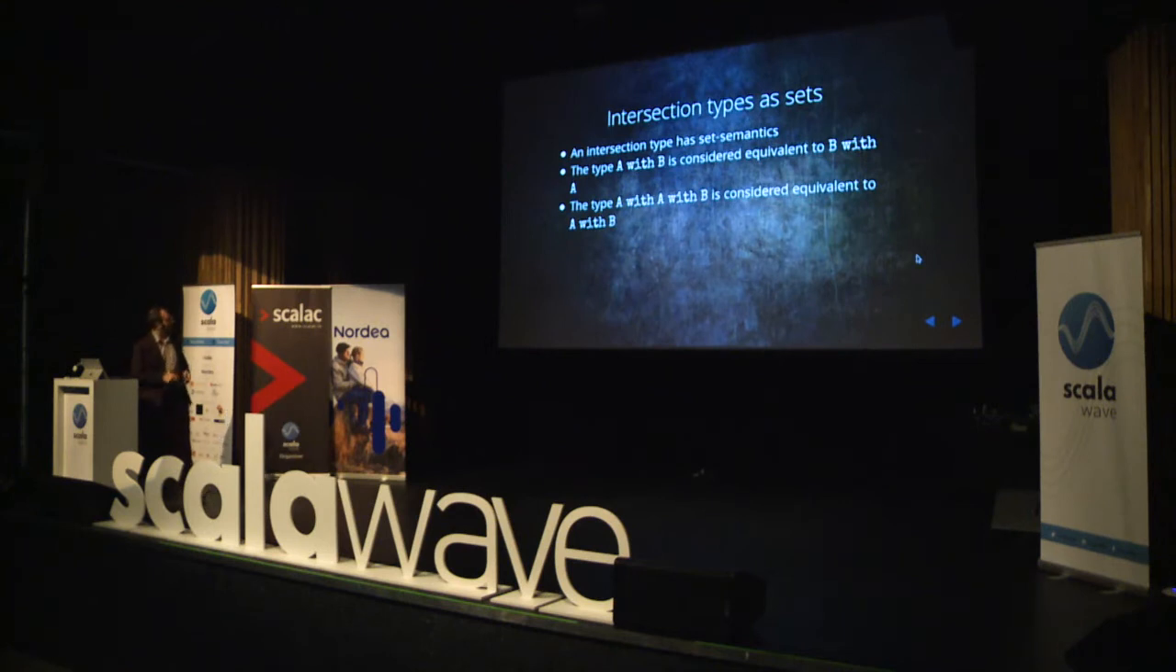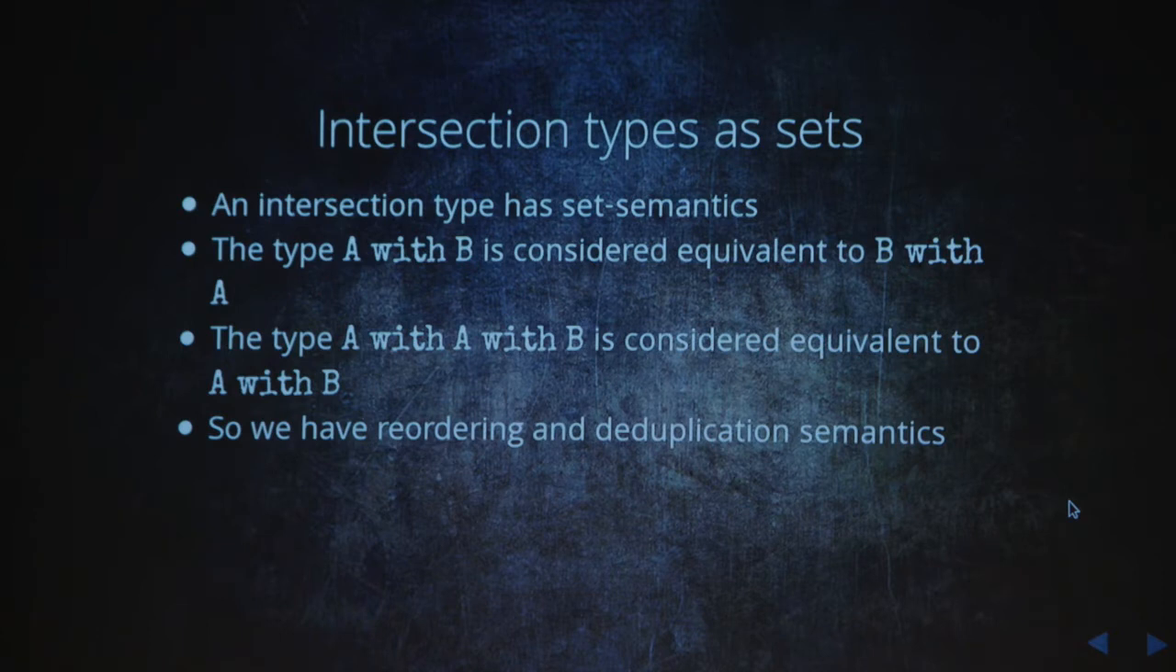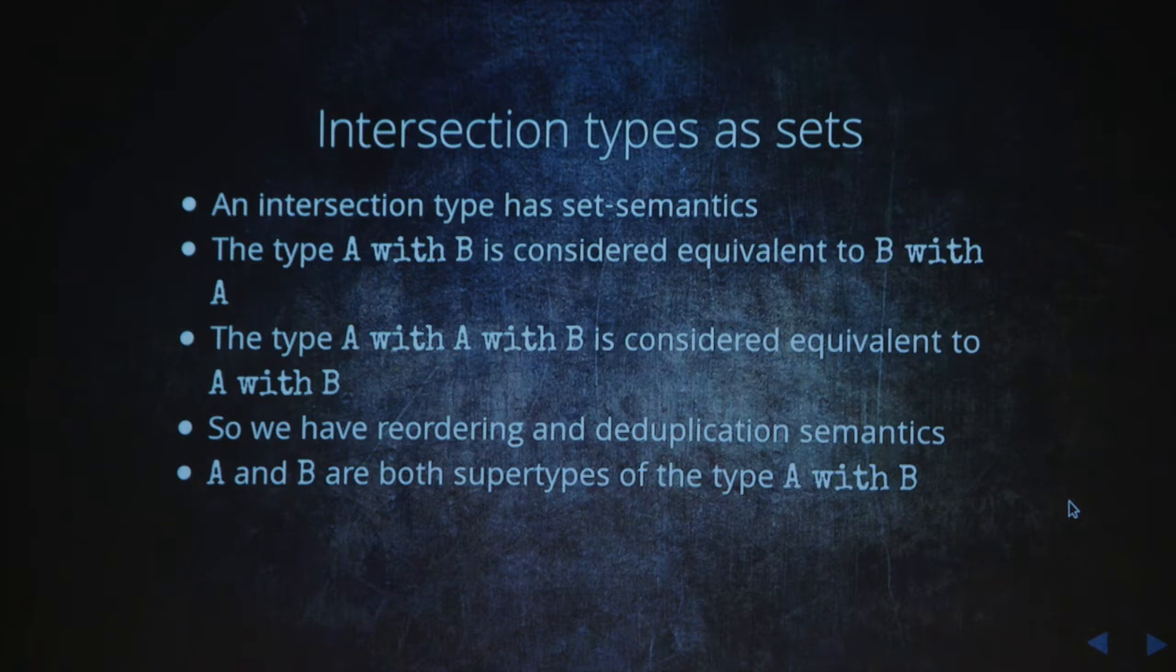They also deduplicate. A with A with B is the same as A with B. A with B with A is also the same as A with B. It's as if it's a set of the types that appear in that intersection. So we've got reordering and we've got deduplication, which is exactly what we wanted for this. And the observation I make is that A is a supertype of A with B, and B is a supertype of A with B.